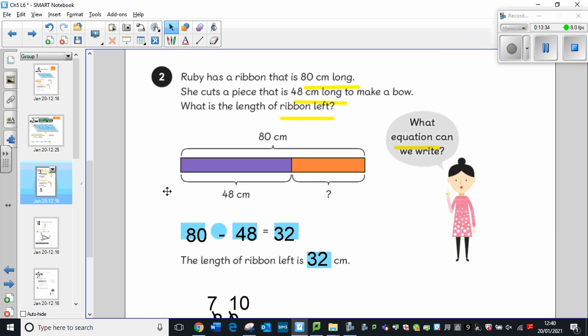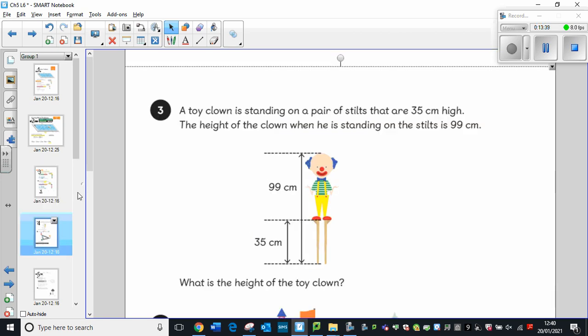Okay, well done. Now let's have a look at a couple more guided practice questions. Now this one I'm not exactly looking forward to because it's about clowns and I hate clowns, but we'll just have to do it. So a toy clown is standing on a pair of stilts that are around 35 centimeters high. The height of the clown when he is standing on the stilts is 99 centimeters. And what we want to do is find the height of just the toy clown. Okay? So the stilts are 35 centimeters and the stilts and clown are 99 centimeters.